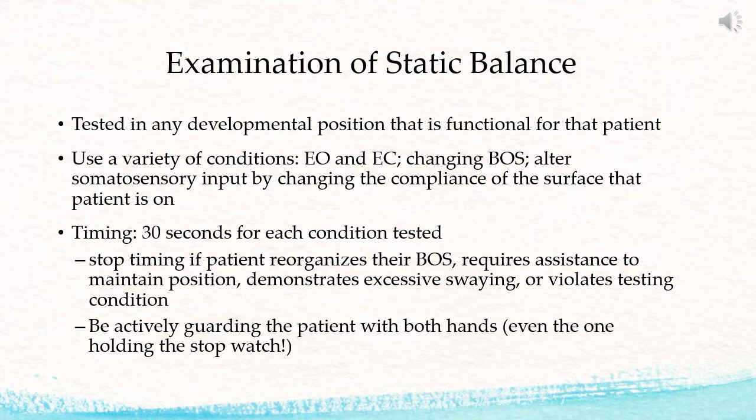So that can look like a lot of different things. They may take a step or reorganize their base of support. You may have to provide them assistance to maintain that position. They might be excessively swaying or have excessive ankle strategies or hip strategies, or they're violating the testing condition. So an example of that would be if they open their eyes under a closed eyes condition, then you would stop the test and restart.